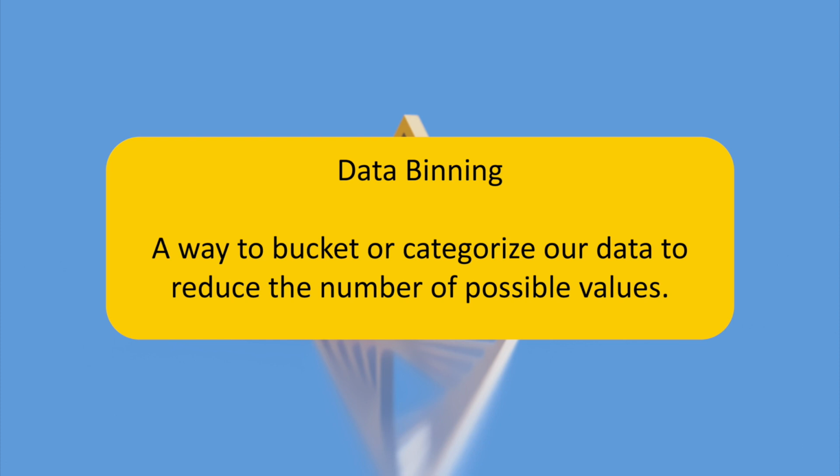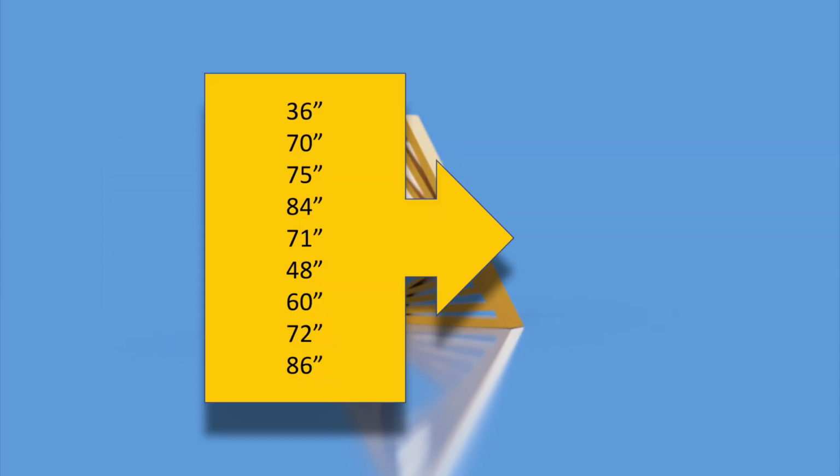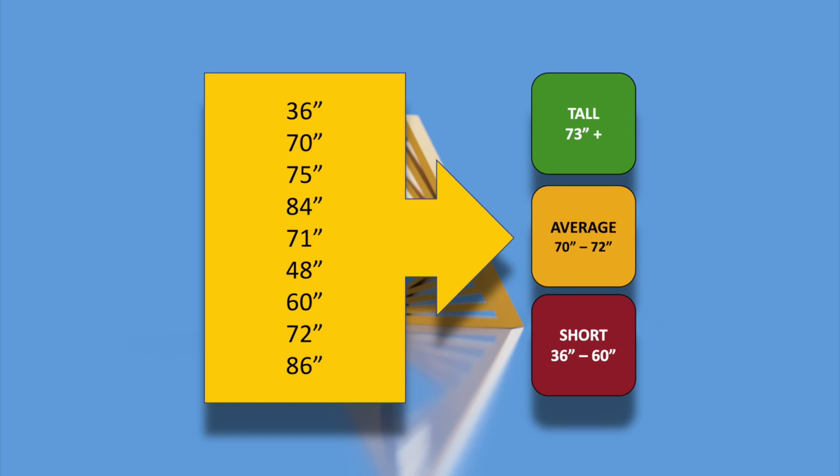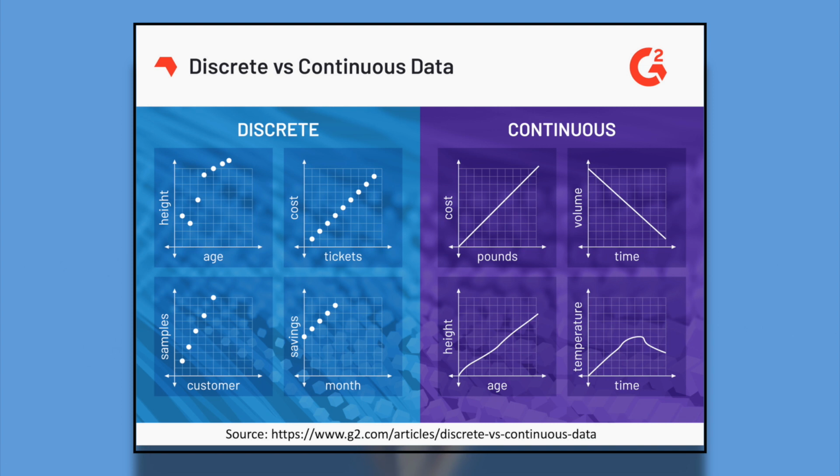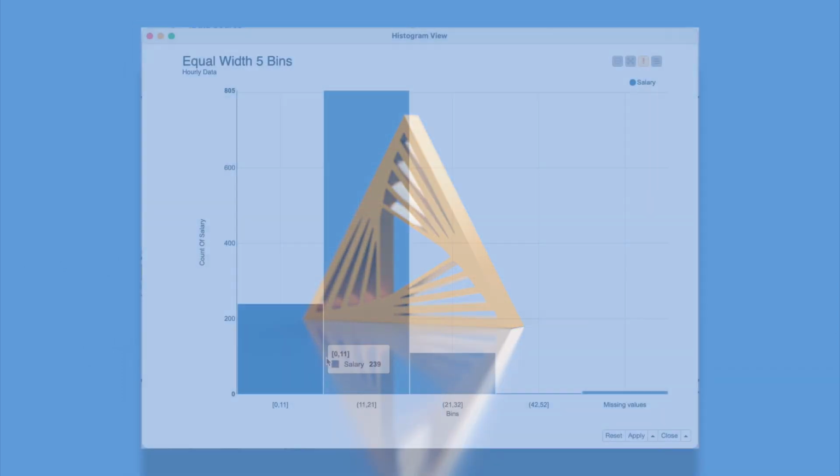Binning is a convenient way to bucket or categorize our data to reduce the number of possible values. It's a way for us to take continuous data and convert it to discrete forms, often into intervals. Remember that discrete data is an isolated, finite value, something that is counted like the number of purchases made or number of staff in a department, whereas continuous data can fluctuate in value and change. Examples being heights, weights, or as we will see in our example, salaries.